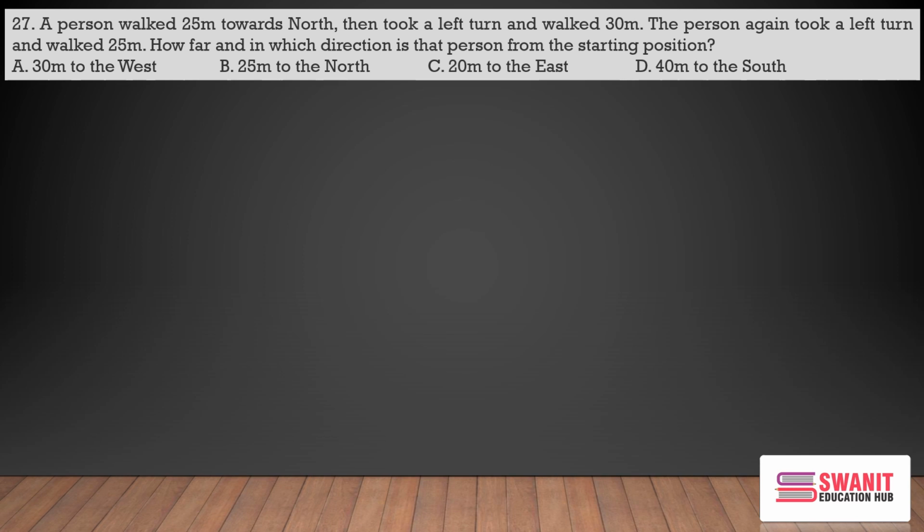A person walked 25 meters north, then took a left turn and then walked 30 meters. The person again took a left turn and walked 25 meters. How far and in which direction is that person from the starting point? Now this is a question of direction sense, wherein we assume that there are 4 major directions. On a piece of paper, the top side is north, bottom is south, right is east, and the left is west. So the question says a person walks 25 meters north. So this is where he has walked for 25 meters.